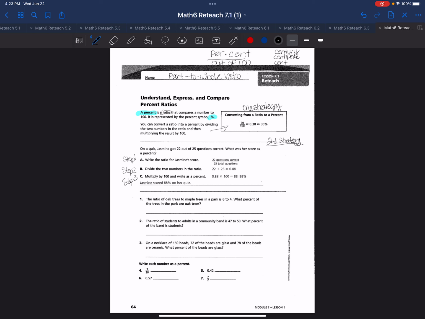On a quiz, Jasmine got 22 out of 25 questions correct. So the 22 is your part, and the 25 questions is your whole. What was her score as a percent? So we need to write a ratio. Again, this is a part-whole ratio.